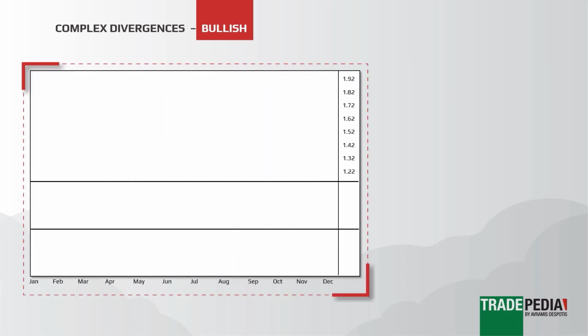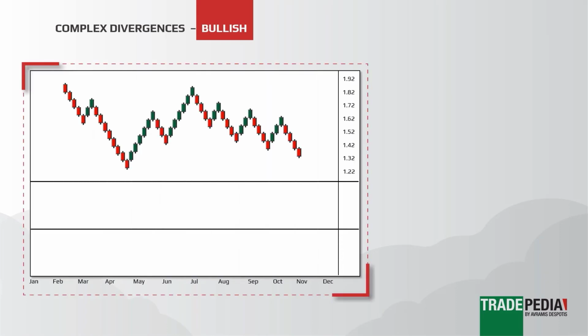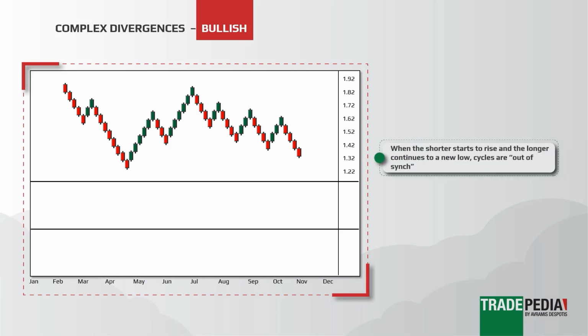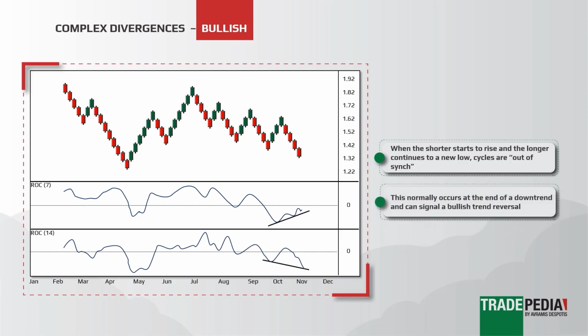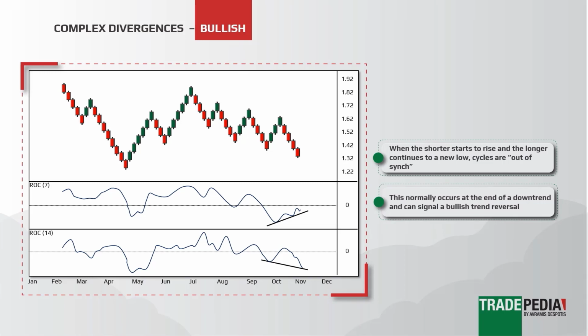It is important to compare two time spans that are separated by a substantial interval in order to reflect different time cycles, for example 7 and 14 periods. When a shorter period indicator bottoms and starts to rise towards zero, while the longer continues lower to new lows, the two cycles are out of sync. This normally occurs at the end of a downtrend and can sometimes signal a bullish trend reversal.